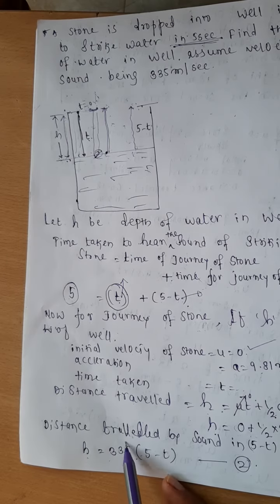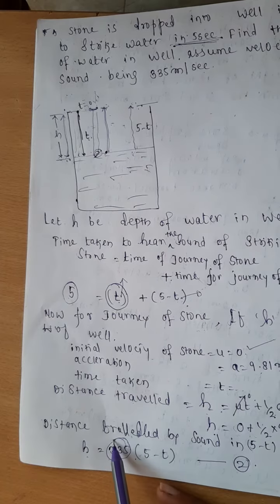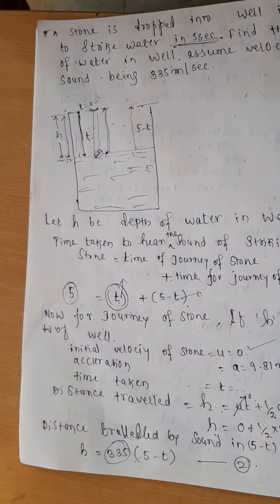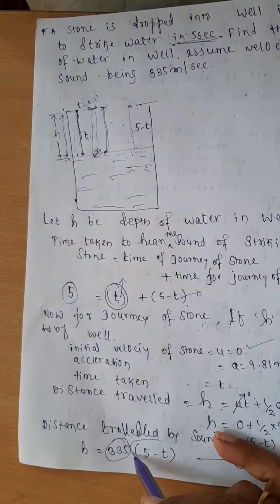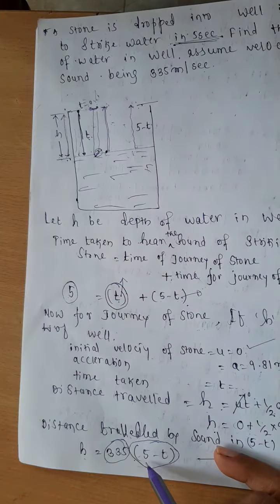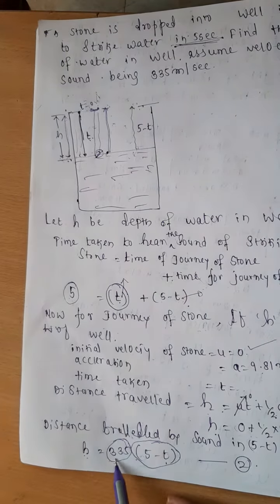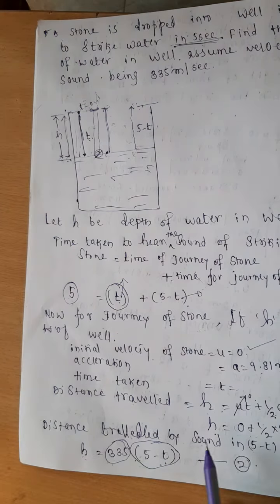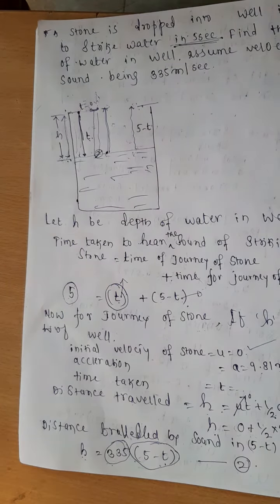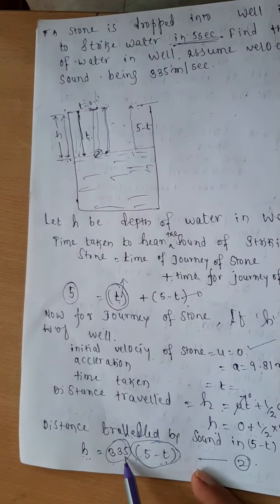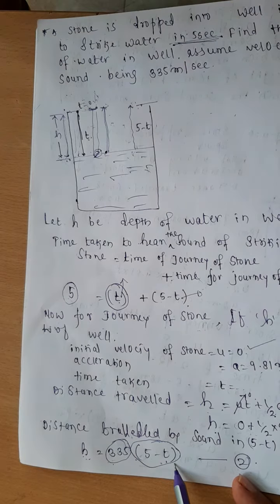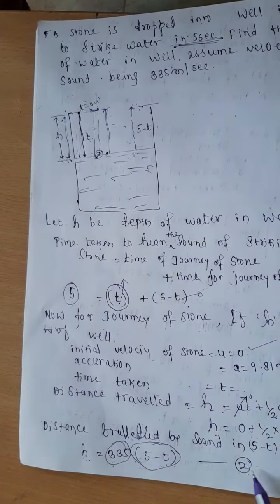That is equal to, what is the velocity of the sound? 335 meter per second. It is given to you. s is equal to u into t is for the sound as it is moving with a constant velocity, and s is equal to ut plus half at square is for the stone as it is moving with a constant acceleration, right? Therefore, h is equal to 335 into 5 minus t. This I will call equation 2.